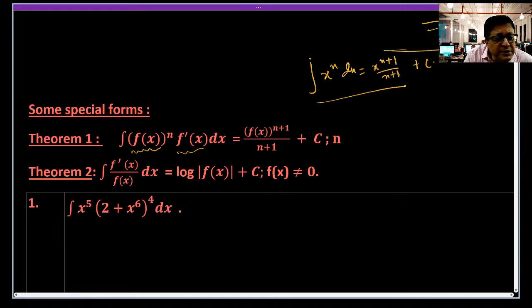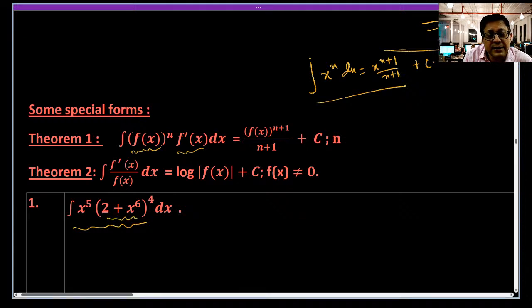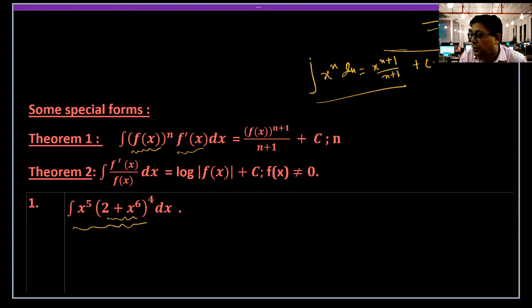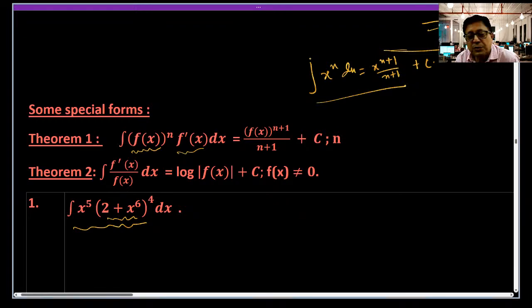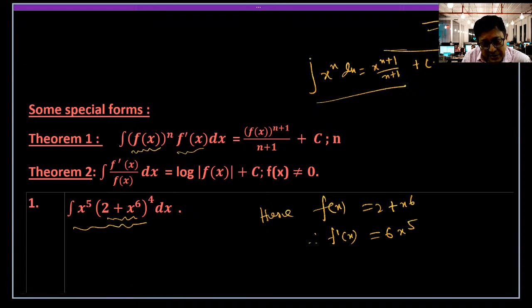For example, suppose we have a problem like this only. Here you can see (2 plus x to the power 6) to the power 4, times x to the power 5. If you take this one as f(x), while answering you should mention which one is f(x) and which one is f dash x. Here f(x) is 2 plus x to the power 6. So f dash x is, 2's derivative is 0, 6x to the power 5, isn't it?